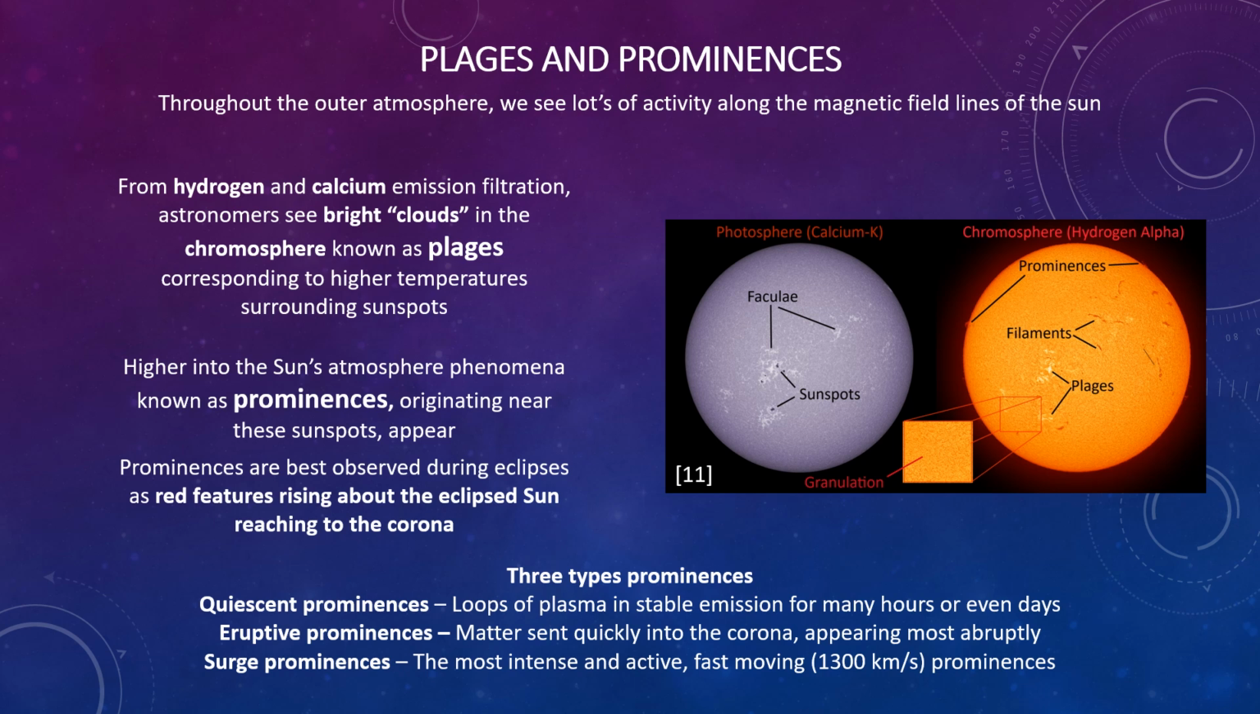There are three types of prominences. There's quiescent, which are loops of plasma that are in stable emission for several hours or even days. There's eruptive prominences, where matter is sent quickly out into the corona and is very abrupt, just a short burst. And then there's surge prominences, which are the most intense and active and the fastest moving, with speeds of up to 1,300 kilometers per second. So that material is being shot out into space.